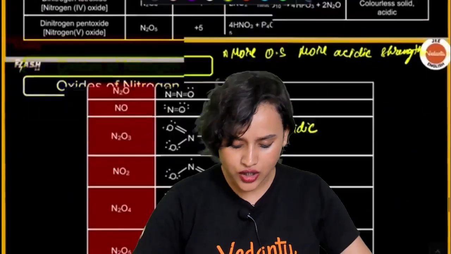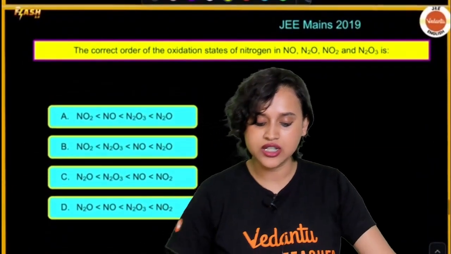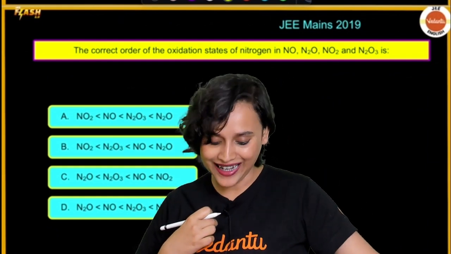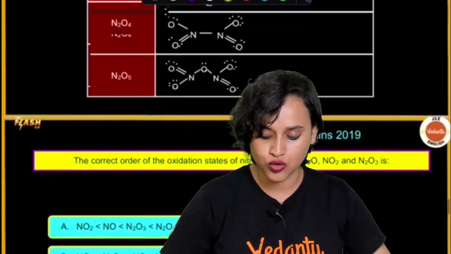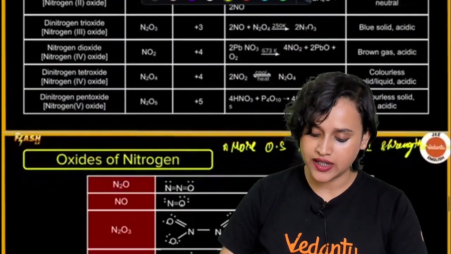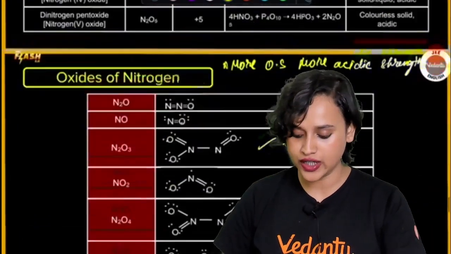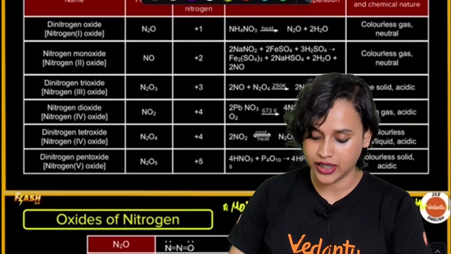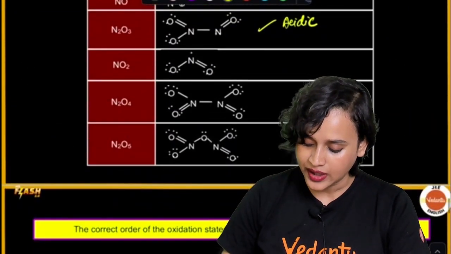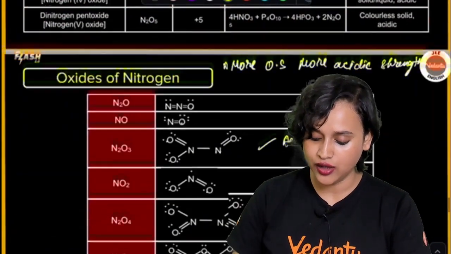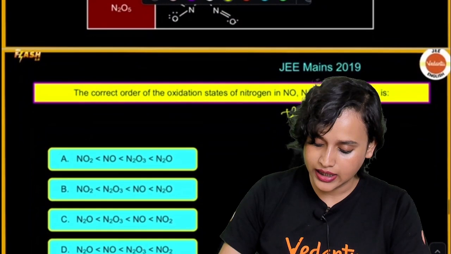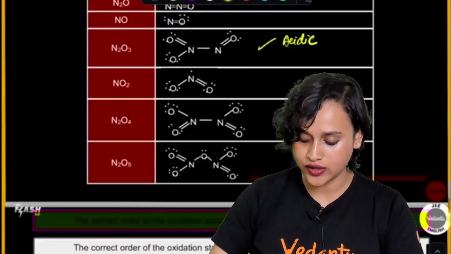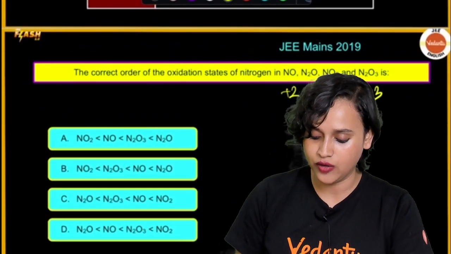Okay, chalo guys. Now let us talk about the JEE Mains 2019 question, which is the correct order of the oxidation state of nitrogen in NO, N2O, NO2 and N2O3. For NO, the oxidation state of nitrogen is +2. For N2O, it is +1. For NO2, it is +4. And for N2O3, it is +3, obviously.